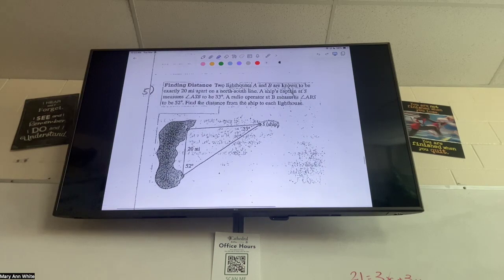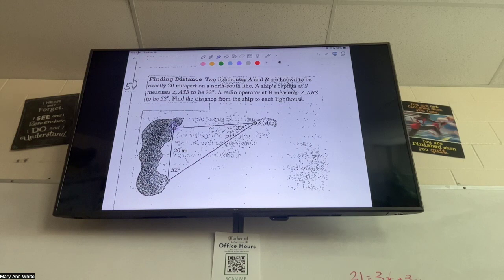Okay. So if I look at this problem, it says two lighthouses, A and B. So I've got A over here, I've got B over there. They're known to be exactly 20 miles apart on a north-south line. A ship's captain, the ship is at point S, measures the angle at lighthouse A to be 33 degrees. And then it also measures the angle at lighthouse B to be 52. So we know two angles and we know one side. And it says find the distance from the ship to each lighthouse. So that means I need to find little a over here and I need to find little b over here. Basically, we're going to solve this triangle because we also need to find angle S.